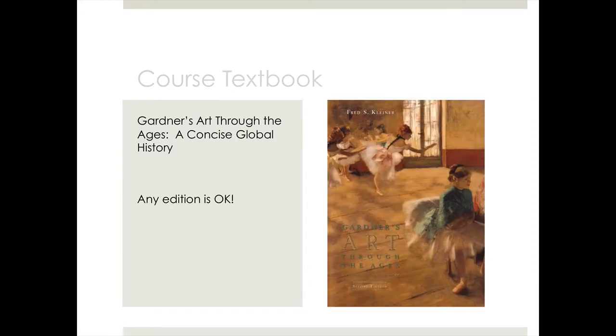The required text for this class is Gardner's Art Through the Ages, A Concise Global History. Any edition is okay, so I encourage you to use Amazon.com to get a used version. The textbooks are expensive. I want to say that the textbook is optional. I'm making it optional in my live class. I have concerns about the online class, however, because if the lights go out, you have no other resource to depend on. So I'll let you make that decision.